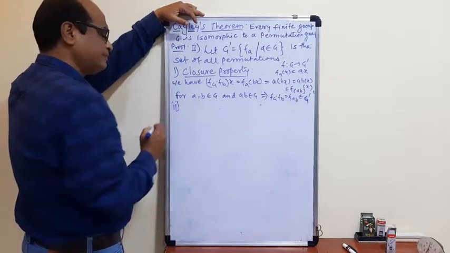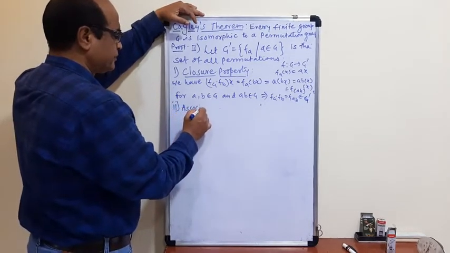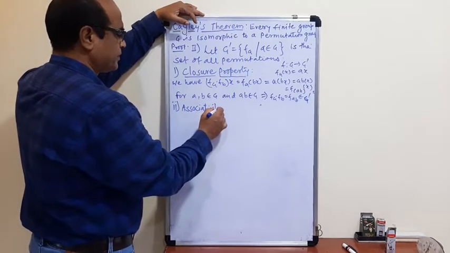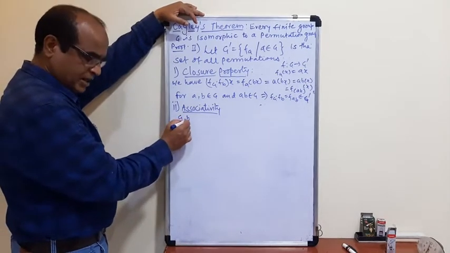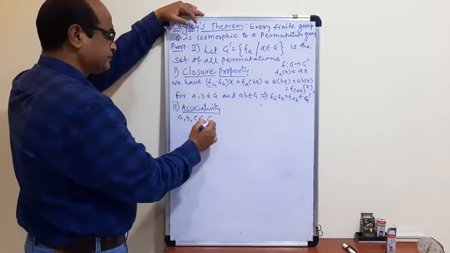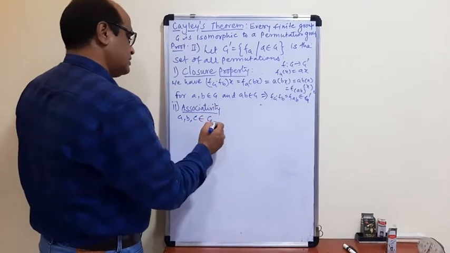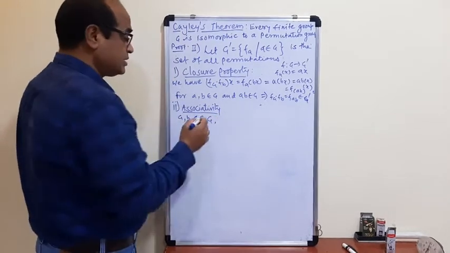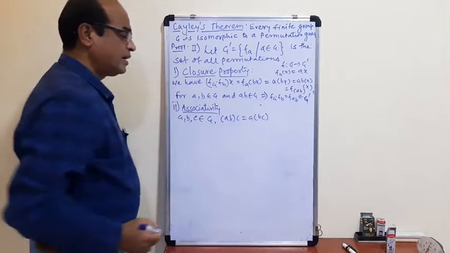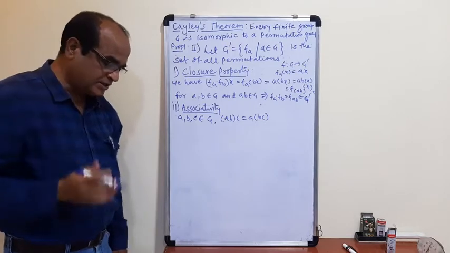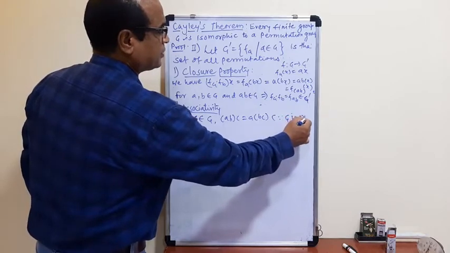So what is the second property? That is associativity. What is the associativity? Let a, b, c belong to G. G is a group. Then what is the associative property in G? That is (ab)c is equal to a(bc), since G is a group.